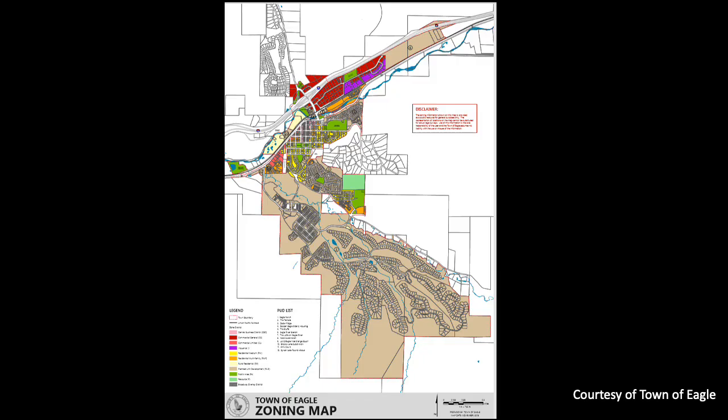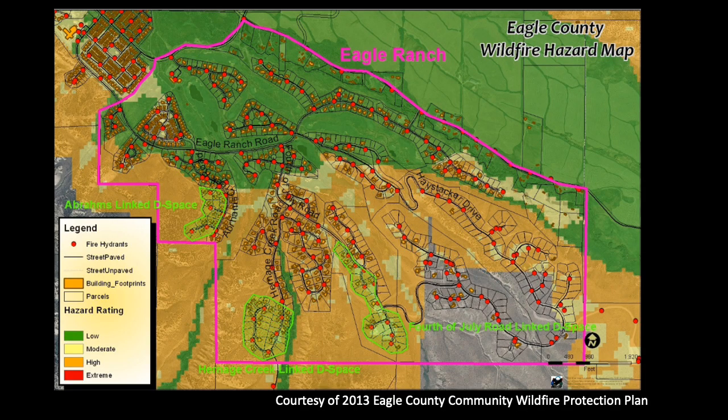What is happening in Eagle and where is the development happening? This is a 2013 zoning map for Eagle, and it is the current one on their website. This clearly shows extensive development in and around Eagle, especially in the Eagle Ranch community around the Eagle Golf Course. In fact, in 2013, the Eagle County Community Wildfire Protection Plan identified Eagle Ranch in their wildfire plan as a hazard.